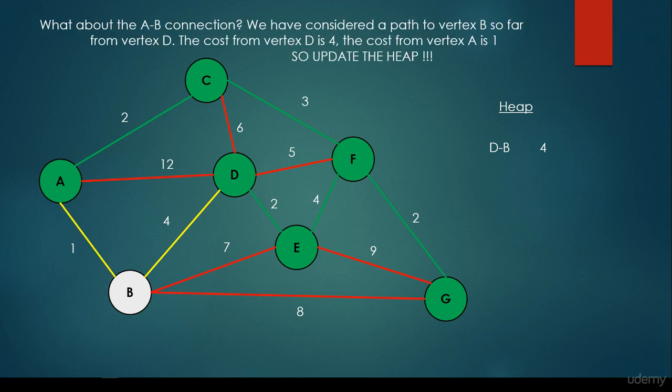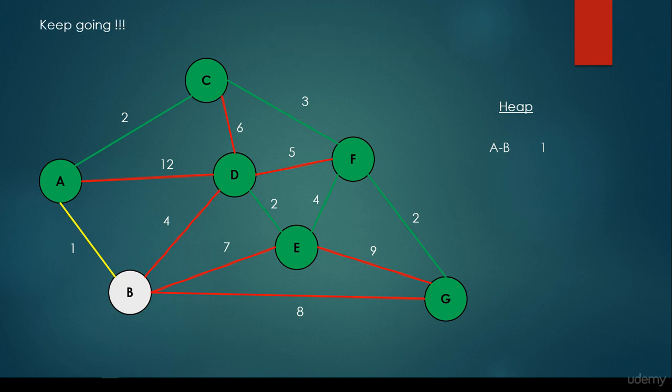What about the AB connection? We have considered the path to vertex B so far from vertex D. The cost from vertex D to vertex B is 4. The cost from vertex A to vertex B is 1, so we update the heap. We can come to the conclusion that the DB edge is not going to be part of the minimum spanning tree. We are going to delete it from the heap and insert the AB connection instead with edge weight 1. Of course, we keep going because again, we haven't finished yet. We haven't visited all the vertices in the graph.